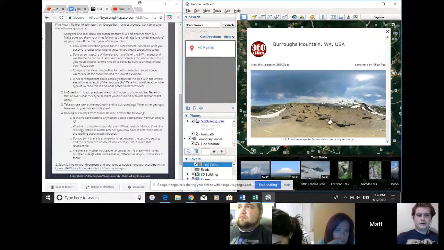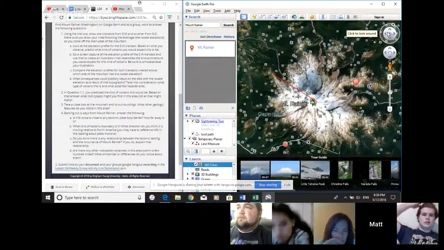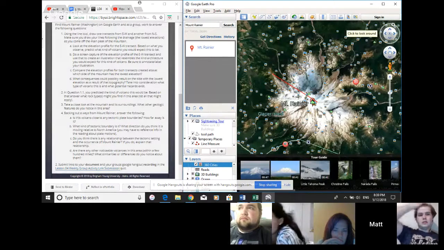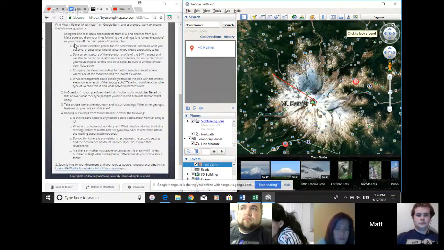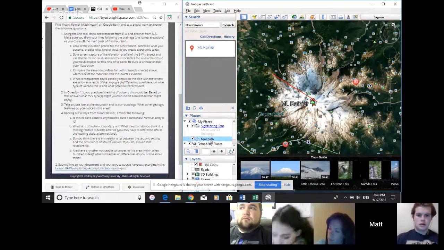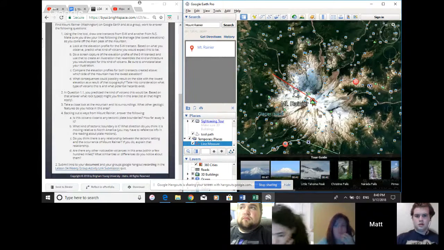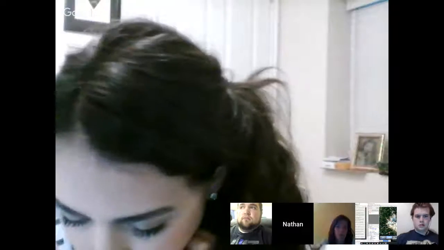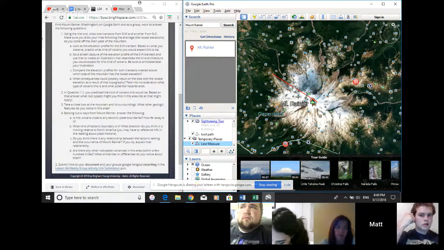The other thing that's not clear is whether he wants us to do a 360 view of it, because that would make more sense to measure the elevation. I don't know how we're going to measure the elevation, because that's what the questions are asking. Is there a tool that lets you measure that? The first question is to look at the elevation profile. I don't know how to see the elevation of it.